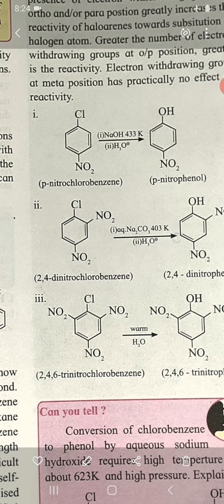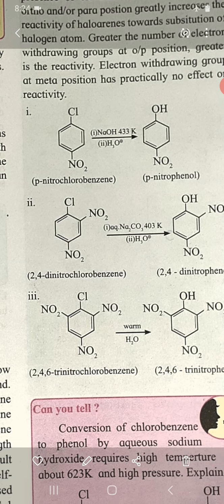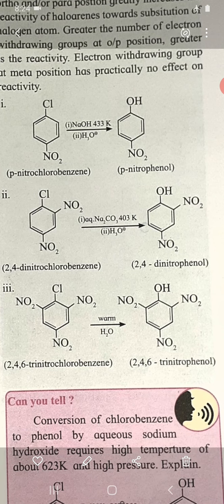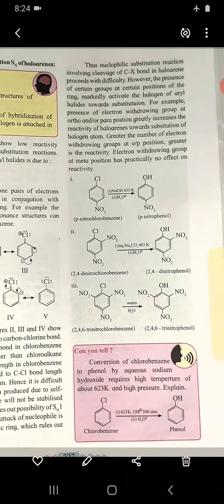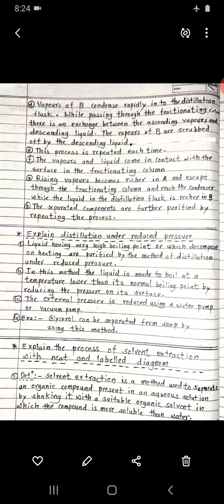But in the third example, there is a 3 electron withdrawing group, 3 NO2 groups. So that's why reactivity also increases. So when 2,4,6-trinitrochlorobenzene is warmed with NaOH, it undergoes a hydrolysis reaction and produces 2,4,6-trinitrophenol. This is the nucleophilic substitution reaction.